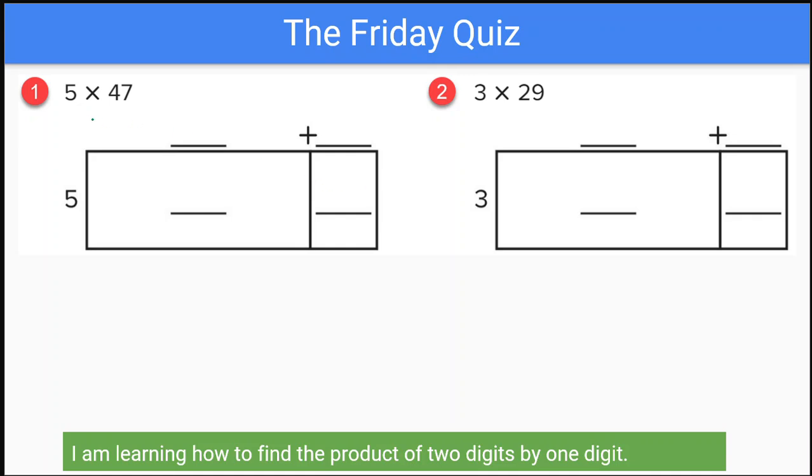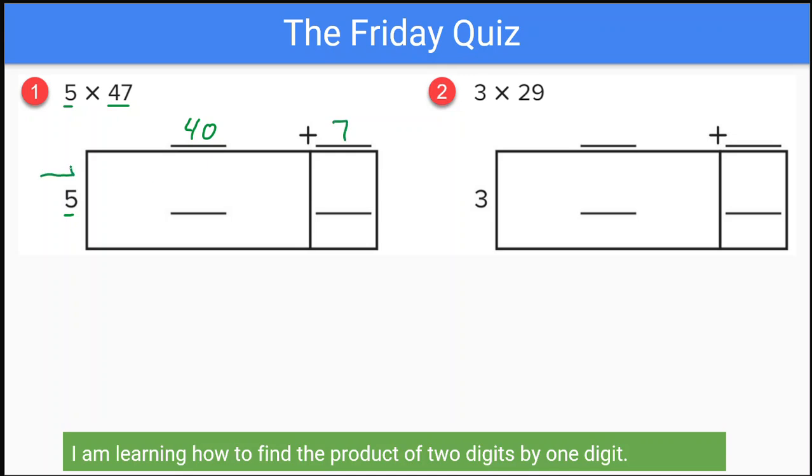I'll do one for you, and I'll set you up for the other one. This says 5 times 47. We have a factor of 5 and a factor of 47. They already put the 5 right here, so we must be putting the 47 up on top, and that makes sense because that's the longer side of the rectangle. But we want to decompose it. 47 is 40 plus 7.